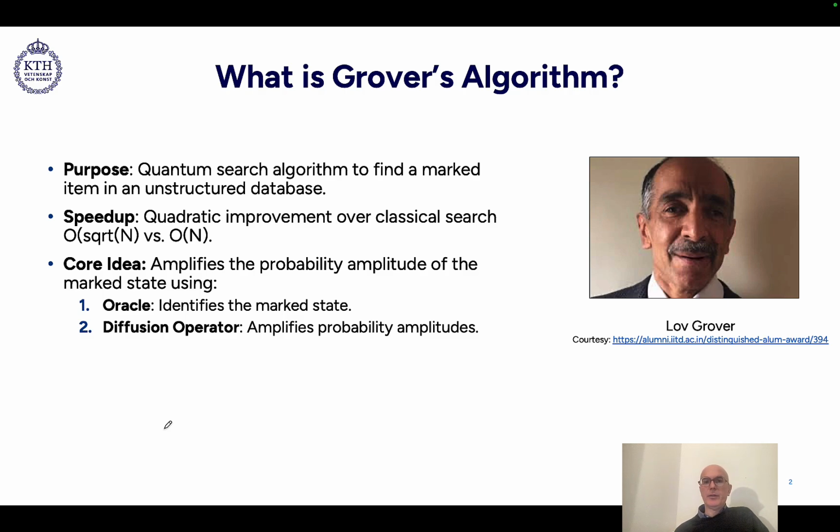The core idea of Grover's algorithm is to amplify the probability amplitude of the marked state using two basic technologies. One is the oracle, which is basically a subroutine that allows us to identify the marked state and tell us if the marked state is the one. The other important quantum primitive used in this algorithm is called the diffusion operator, but it also goes under the name of amplitude amplification, because it changes a difference of phase in a quantum state into a difference in the amplitude, so then we can measure them.